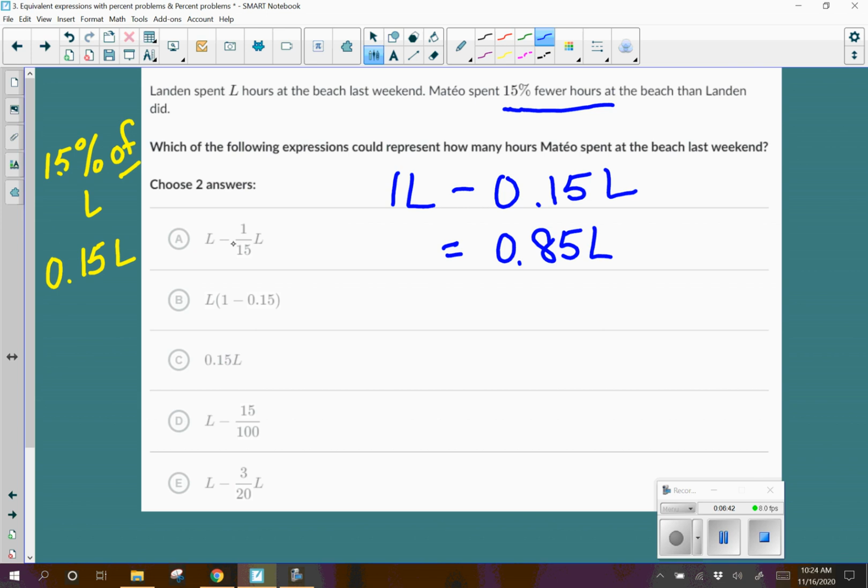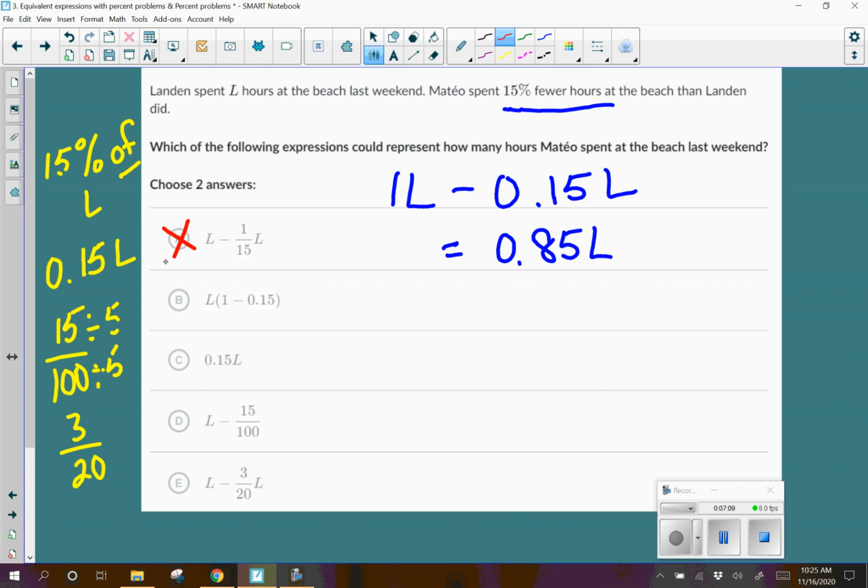L minus 1/15 L. Well, 15% is not written as 1/15. 15% would be 15 over 100, which if I were to take 15 over 100 and write it as a fraction, if I divide both of these by 5, that's going to give me a fraction of 3/20ths, not 1 over 15. So right away, A is incorrect.